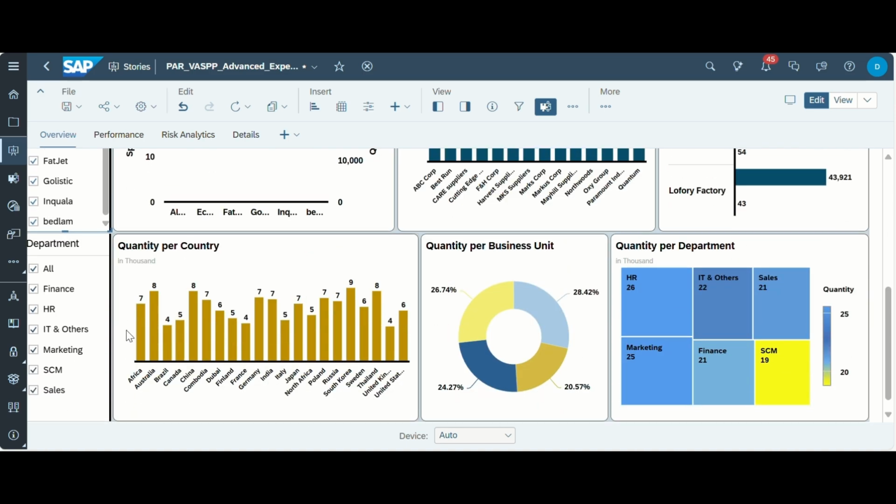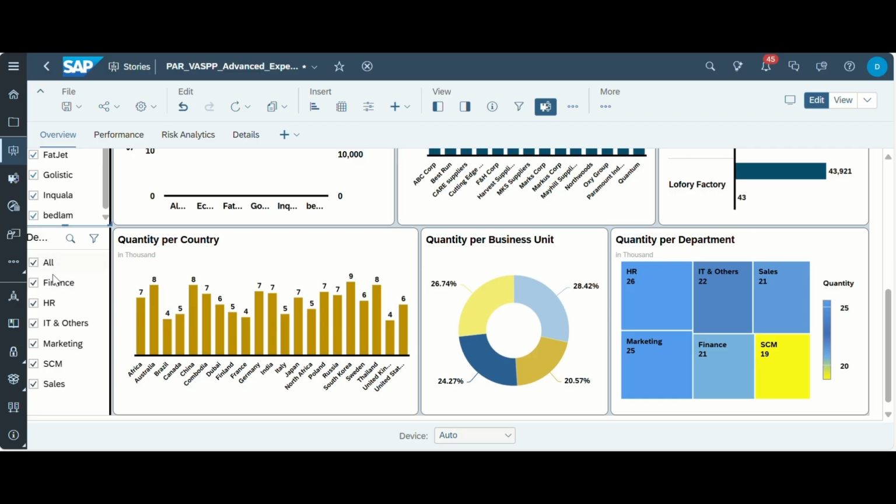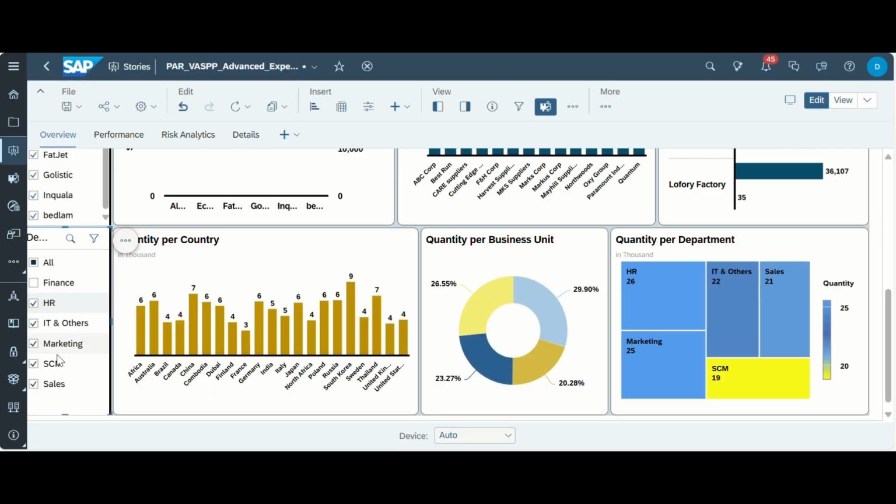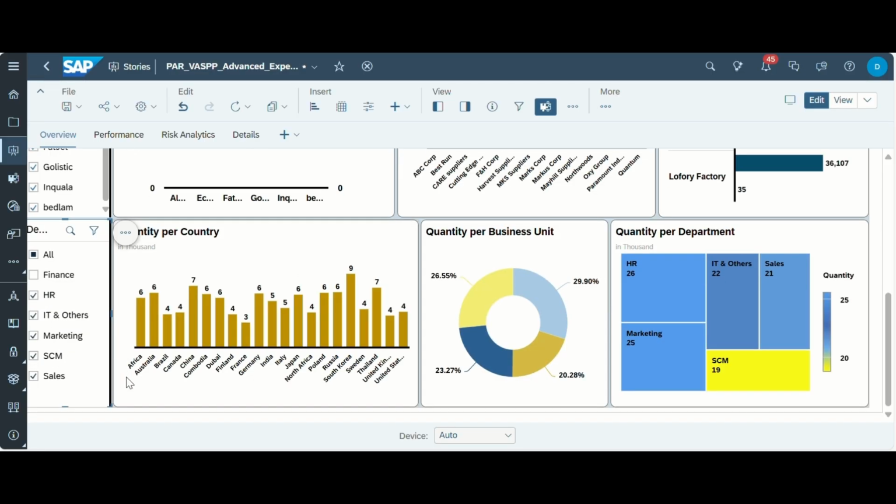And with the department filter, you can drill into procurement activities specific to functions like HR, finance, or sales. This is especially useful when you're reviewing team budgets or tracking how much each department is spending over time. These filters help you tailor the dashboard to your exact business question, giving you fast, accurate insights without the noise. It's about getting the right information to the right people exactly when they need it.